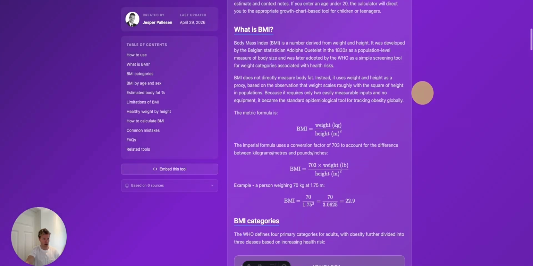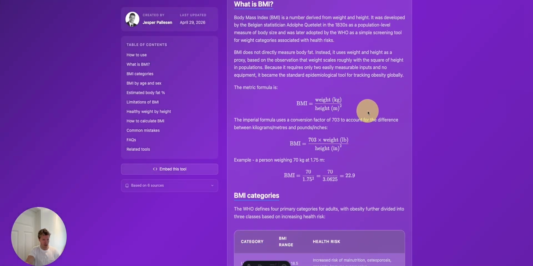So let's look at the formula. Right below the calculator, we got both the metric formula and the imperial formula, depending on what exactly you need to use. So the BMI calculator uses weight in kilograms divided by height in meters squared. The formula itself has been validated by researchers and is used by professionals worldwide. So when this calculator gives you a number, you can actually trust it.